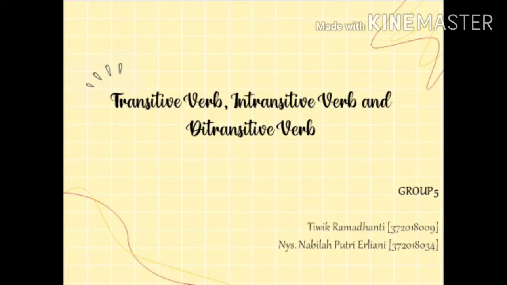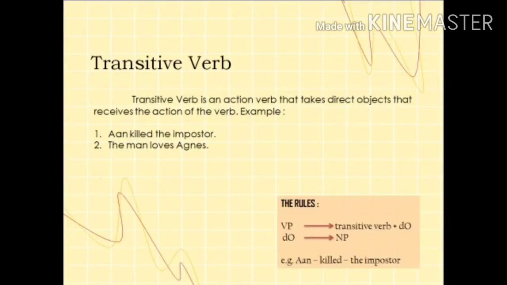In this video, we will discuss transitive verb, intransitive verb, and ditransitive verb. Let's begin. Transitive verb. Transitive verb is an action verb that takes direct objects that receive the action of the verb. For example, Aan killed the impostor.